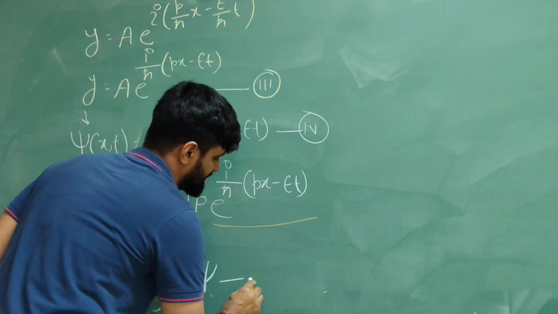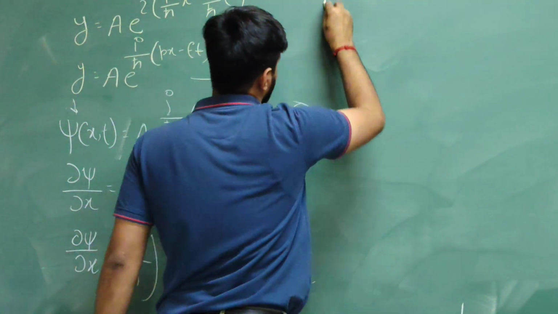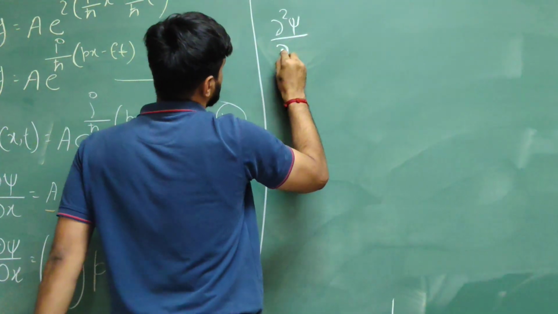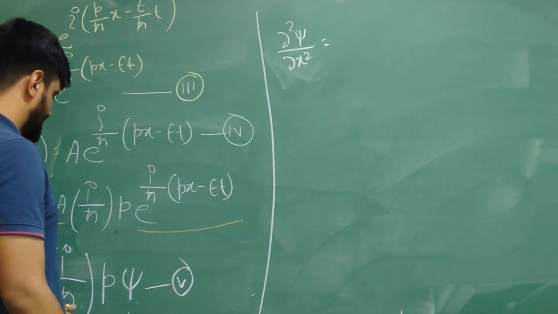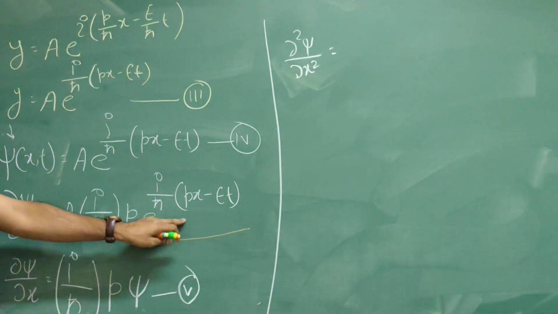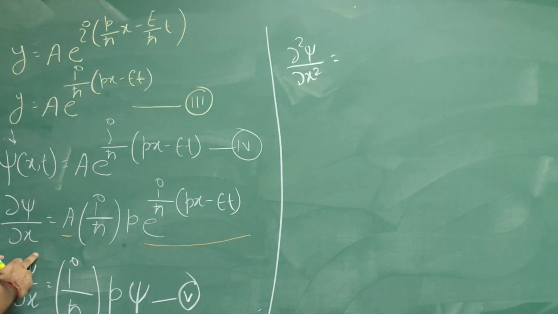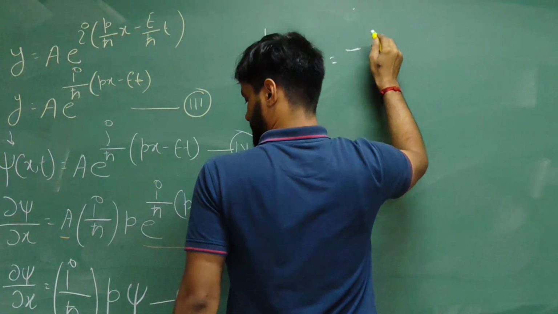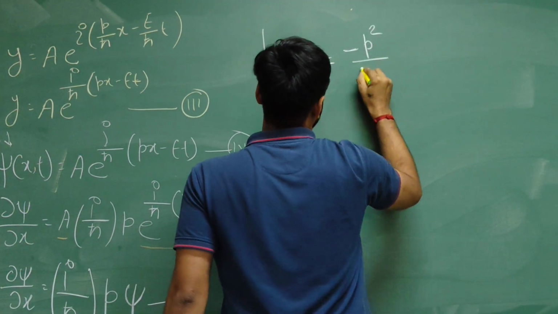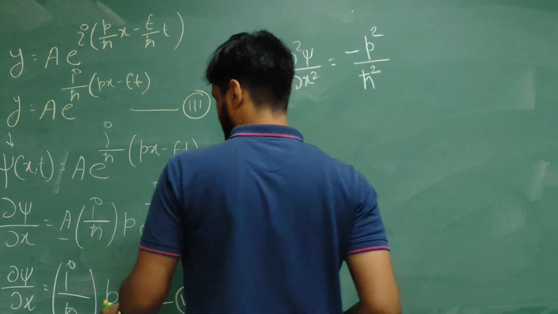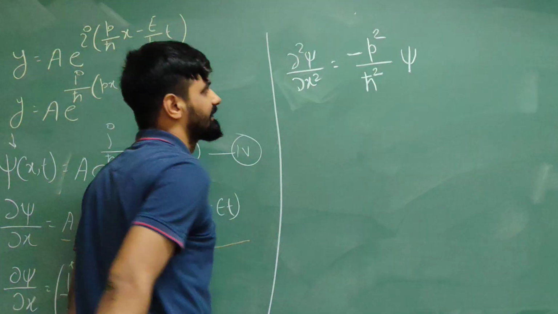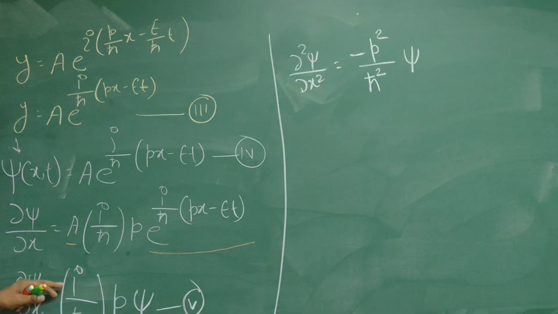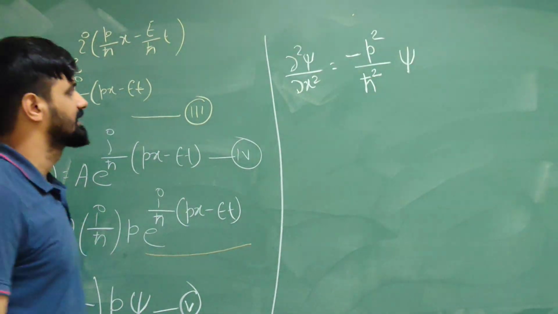So I'll assume this is my equation 5. Now again, if I do the second derivative, del 2 psi by del x square, I take the derivative of del psi by del x, and we know the value of del psi by del x from here. So directly I'll write here minus p square divided by h bar square, and that will give you psi. Is that clear? So now let's try to understand that i square is minus 1, right? So this will be like that.